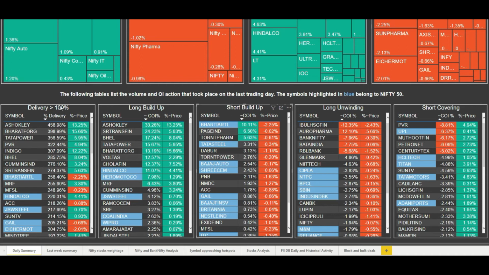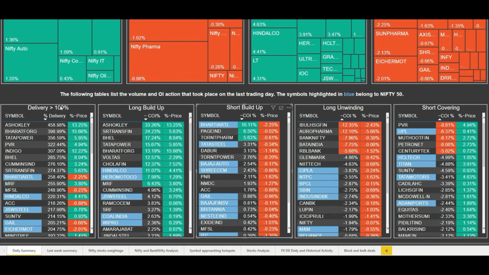Now coming to the last table of this particular page, that is the short covering table. So this lists all the stocks in which short covering happened. So what is short covering? Short covering means the people who had earlier made short positions in these stocks have now covered their positions. They have bought the positions so as to clear them. So it means they feel now that this stock will not go down and it will rise, and that's why they have cleared their short positions.